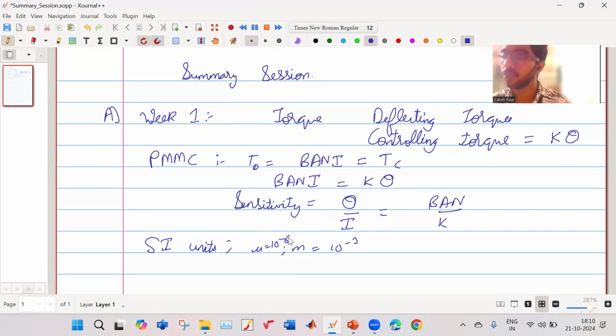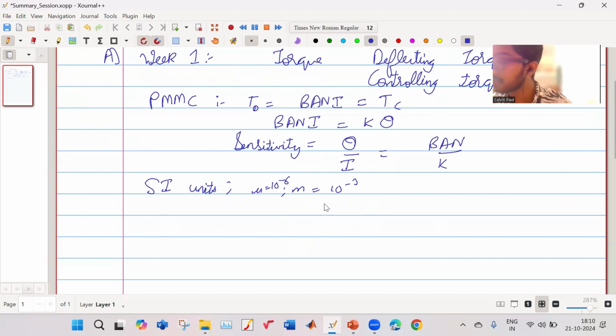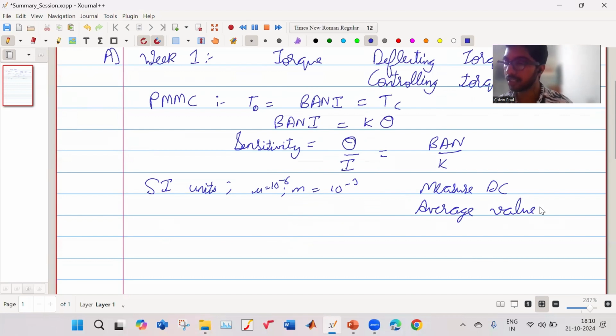Okay, so next type, so PMMC will measure DC. It will measure DC quantities, and so it will give you the average value of your voltage or current, whatever it is measuring.